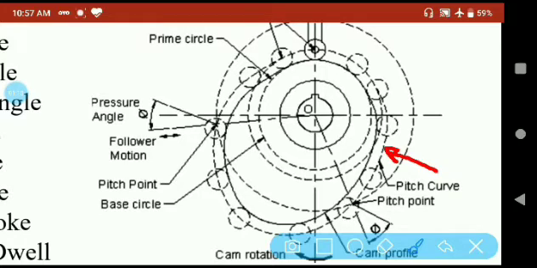So the pitch curve is created by tracing the trace point around the cam profile. When you draw the cam profile, initially you will be drawing the pitch curve, and thereafter, based on the type of follower, you will be drawing the cam profile. In the case of a knife edge follower, the pitch curve will be same as the cam profile.